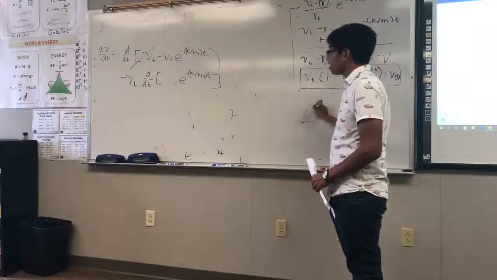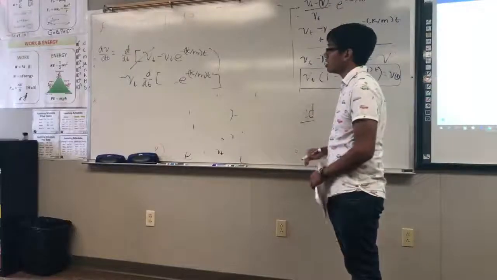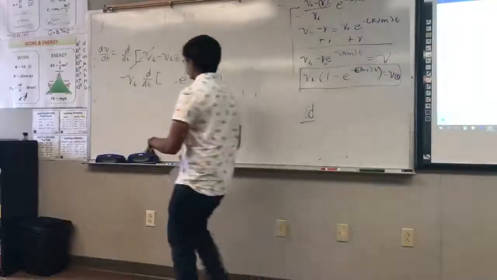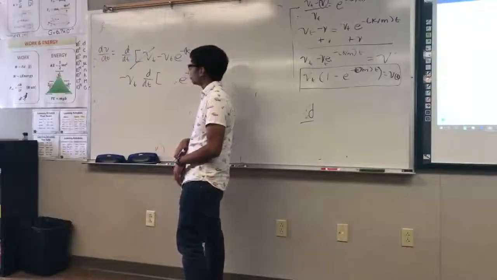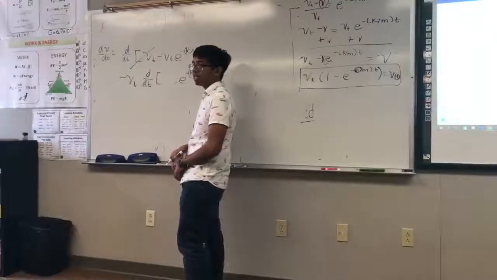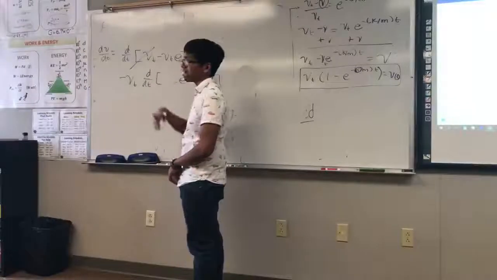Wait, hold up. Why'd you move the Vt out again? So the derivative of Vt is equal to 0, because that's a constant. And since this is a constant, I just took that out. Okay.